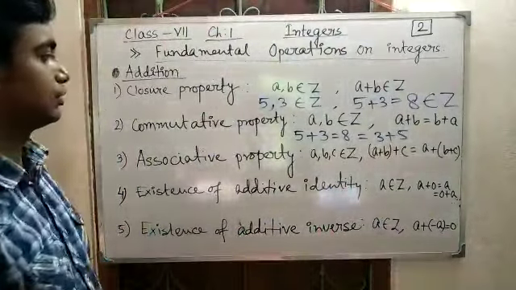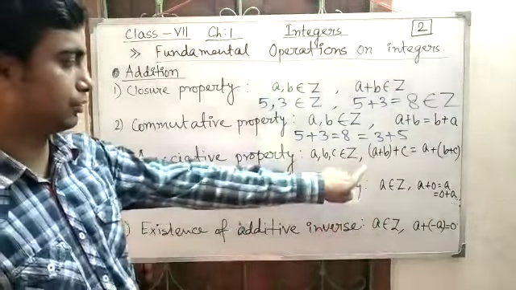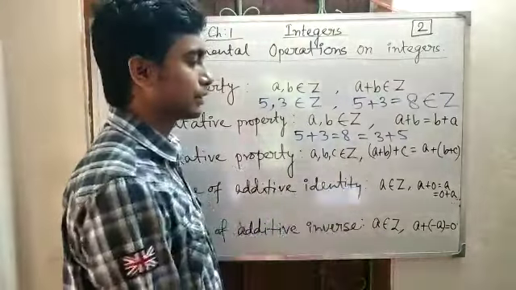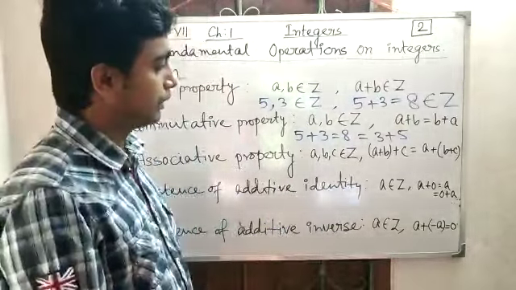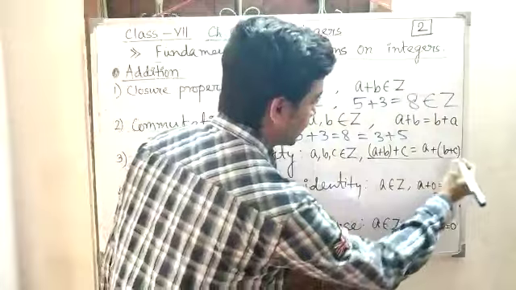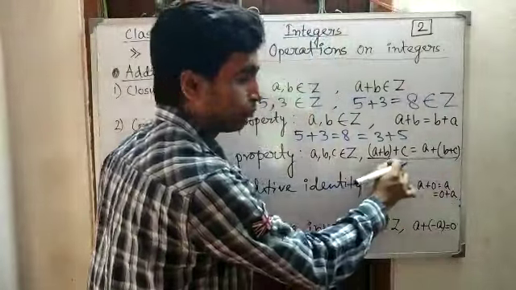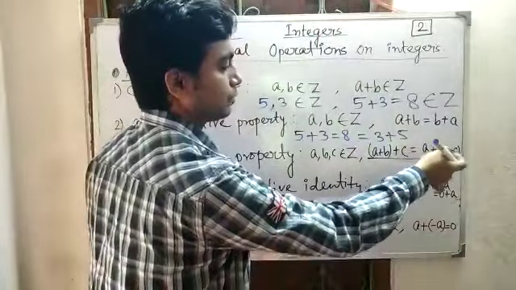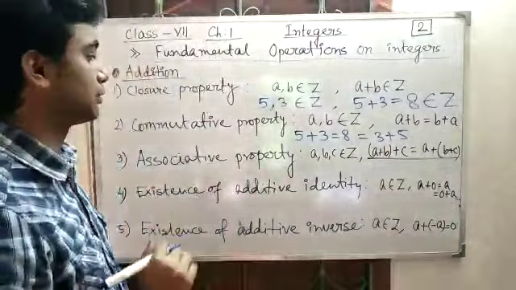Then comes associative property. Associative property is what? If you take 3 elements from the set of integers, then this condition will be satisfied. That is (A plus B) plus C equals A plus (B plus C). This is the associative property.